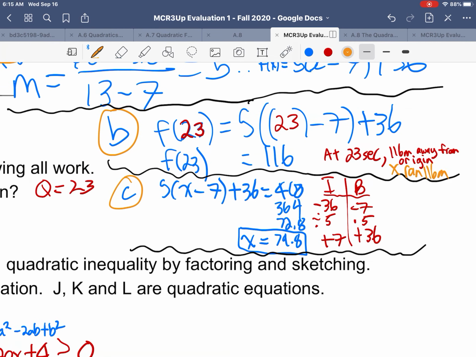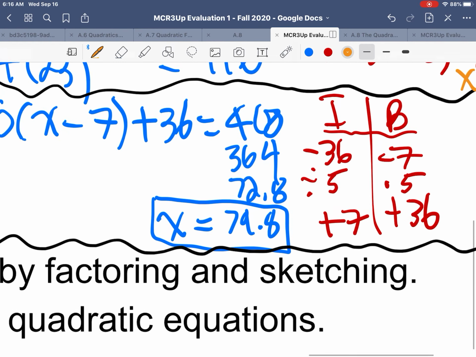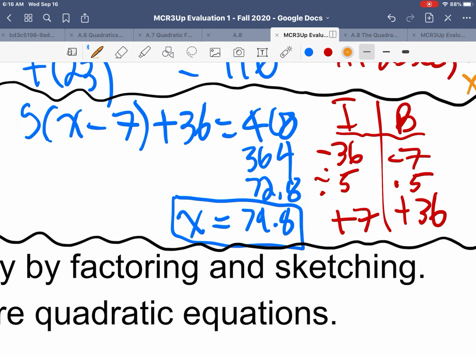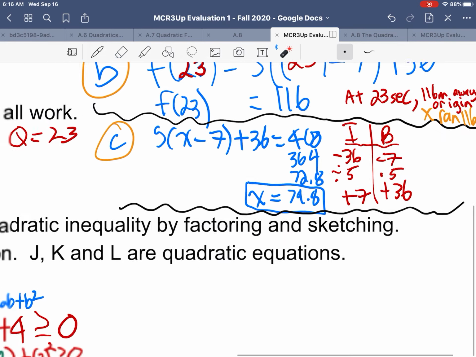Part C. We have to set f at x, the equation, equal to 400, and solve for x. So right there, that shows setting the equation up, setting the equation equal to 400. And then I've got a bed mass and inverse table. I solve and get 79.8. It doesn't say anything about real life. You just have to solve for x.